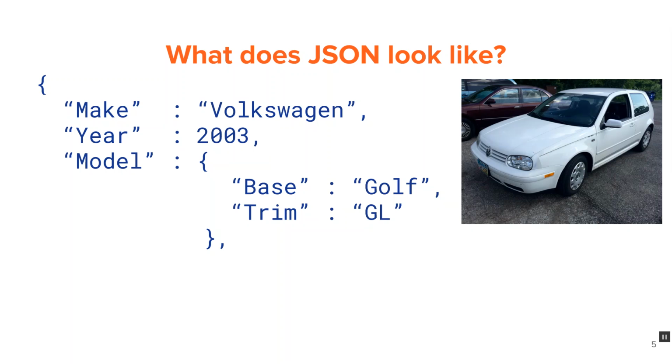around all your property names. That's just the way it works. You can also have arrays. So for the car colors, I've put a few different colors in there, right?